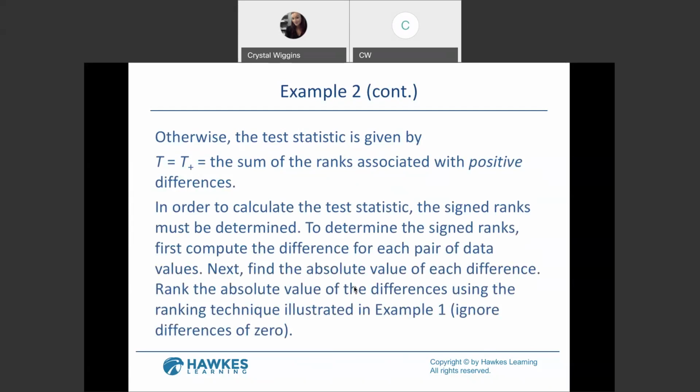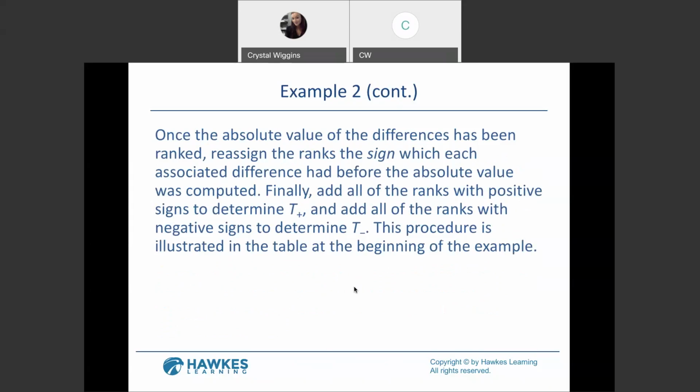In order to calculate the test statistic, the signed ranks must be determined. To determine the signed ranks, first compute the difference, then find the absolute value, and then rank the differences using the technique that we've practiced together in the Excel sheet, ignoring zeros. Once the absolute value of the differences has been ranked, we will reassign the ranks the sign which each associated difference had before the absolute value was computed. Finally, add all of the ranks with positive signs to determine the sum of the positive signs and add all the ranks with the negative to determine the sum of the negative signs. This procedure we've already done in Excel.